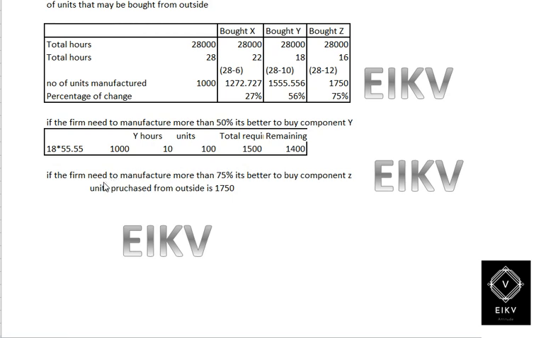Going ahead with the next requirement, if the firm needs to manufacture 75 percent more, it is better to buy component Z. Units purchased from outside will be 1750 units.